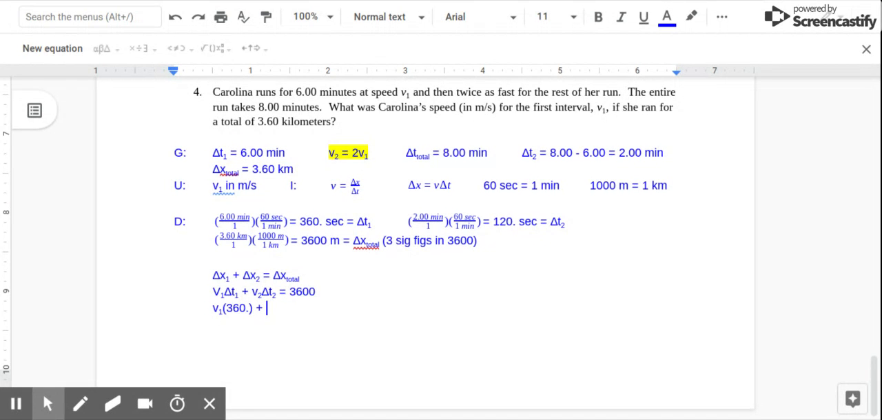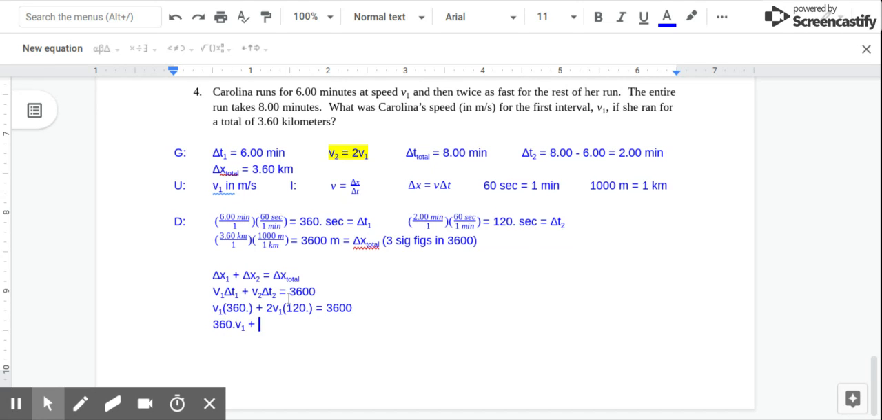Plus, we don't know what v2 is, but we do have this. We're coming back to it now. Very, very important fact: v2 equals 2v1. So I'm going to write v2 as 2v1. That's because we already have v1 in the equation, so it's best to only have one variable in the equation so you can solve it. And then we know that t2 from up here is 120. seconds, equals 3,600.